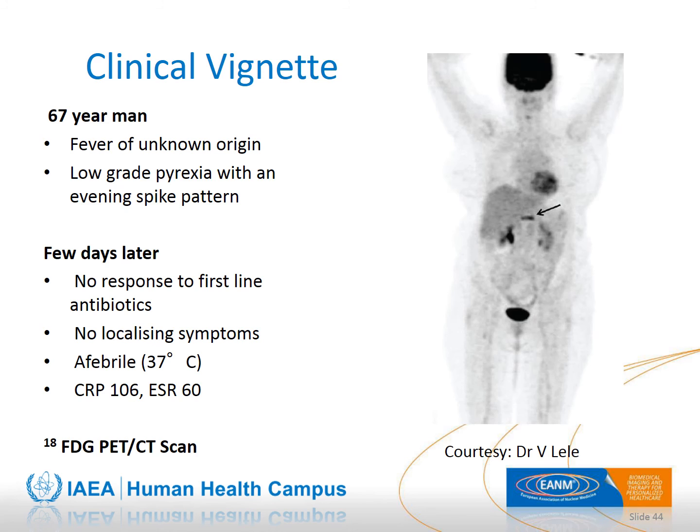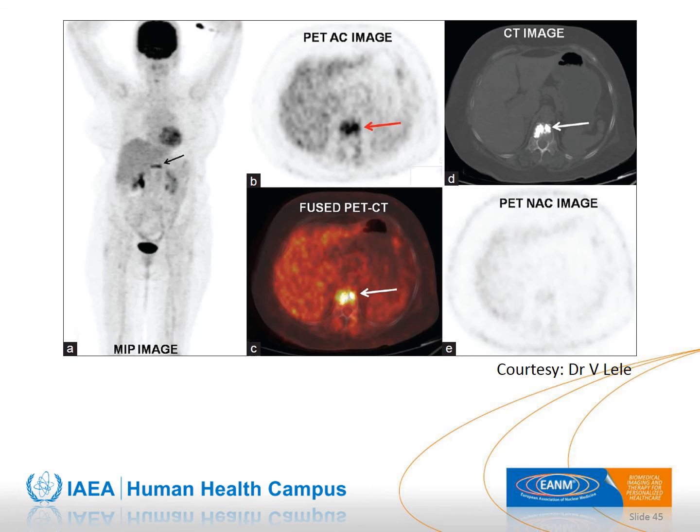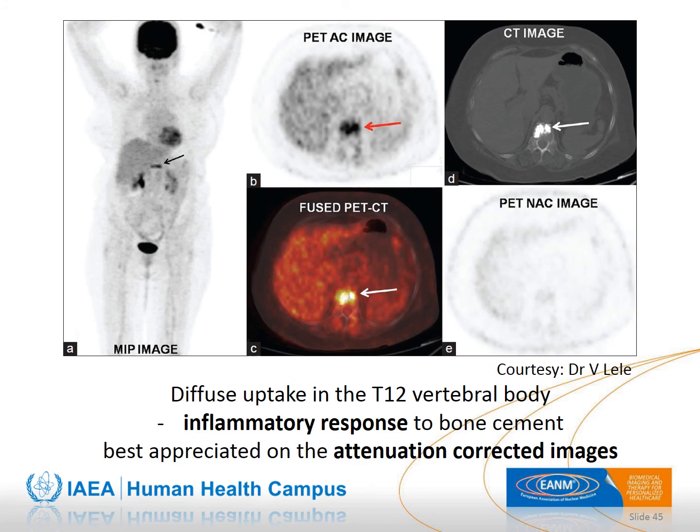This is an FDG PET scan of a 67-year-old gentleman with fever of unknown origin. He had a low-grade pyrexia, spiking mainly in the evenings, but no localizing symptoms. The FDG PET scan shows increased uptake within the T12 vertebral body.